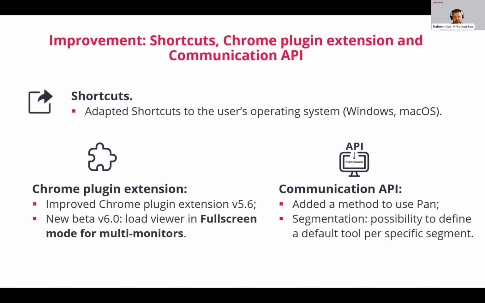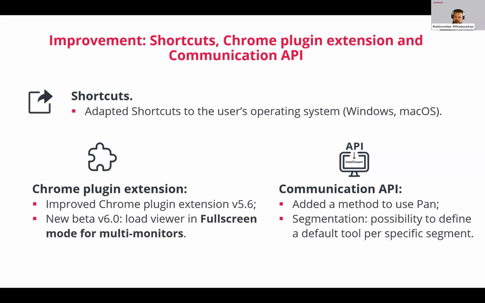We created a new Chrome plugin version. We got some requests from users who were working with multiple monitors, who want to work in full screen mode, but previously, in version 5.6, Chrome was not supporting it. If you went to full screen, it jumped to one monitor. So from the new Chrome extension beta 6 version, we support full screen for multiple monitors. So please try it and give us feedback.